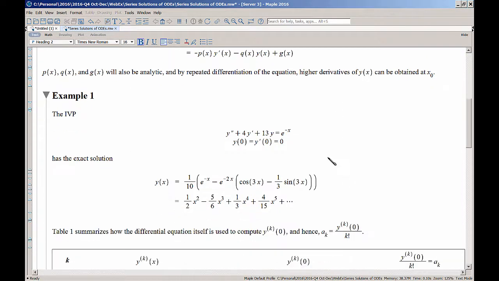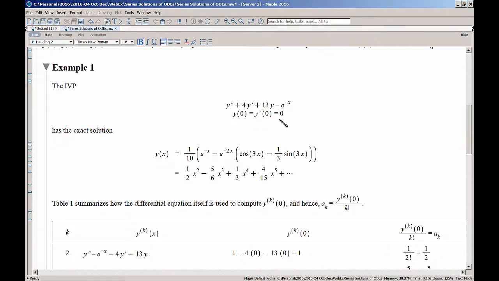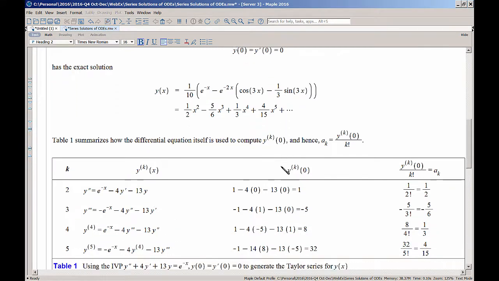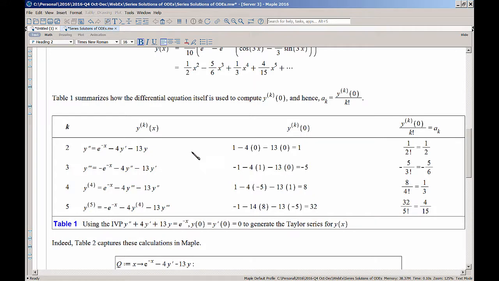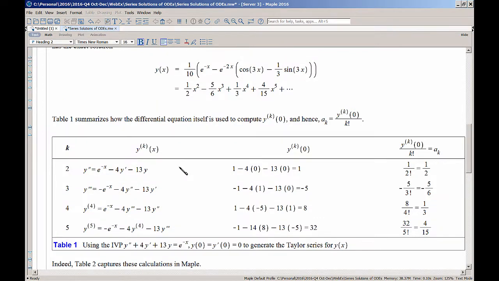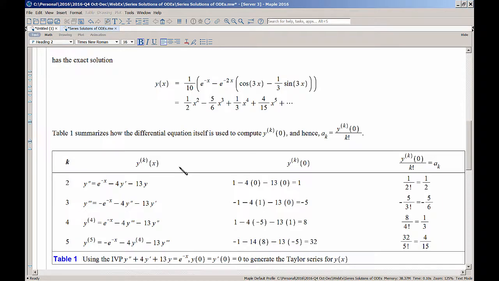Here's an example. I have a constant coefficient equation, with inert initial conditions: y at 0 and y prime at 0 are both 0. This equation clearly has an exact solution. This is the exact solution, and its series expansion is shown here, at least the first few terms of it. So this process of differentiating and using the differential equation to generate the coefficients in the Taylor series is illustrated here.